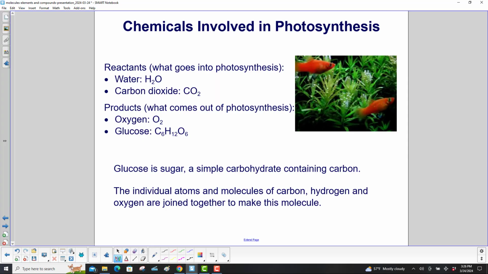The reactants, that's what goes into photosynthesis, are water, H2O, and carbon dioxide, CO2. The products that come out of photosynthesis are oxygen and glucose. Glucose is sugar, a simple carbohydrate containing carbon. The individual atoms and molecules of carbon, hydrogen, and oxygen are joined together to make this molecule.